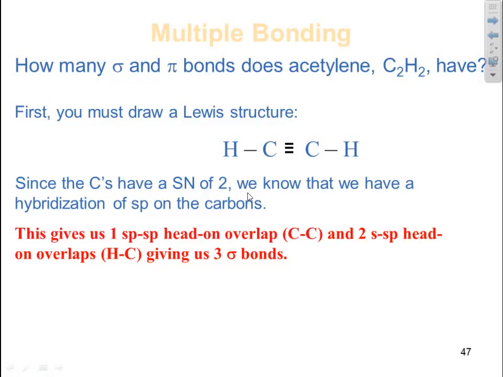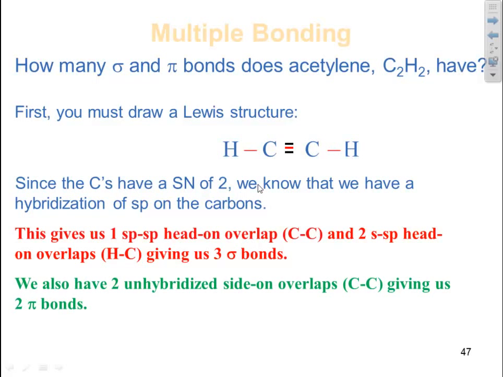This gives us 1 sp-sp head-on overlap for carbon-carbon and 2 sp head-on overlaps with hydrogen-carbon, giving us 3 sigma bonds. So you have a sigma bond between carbon and hydrogen, a sigma bond between carbon and hydrogen, and a sigma bond between the two carbons. We also have 2 unhybridized side-on overlaps between carbon and carbon, giving us 2 pi bonds. That would be the other 2 bonds. Each one of those is a pi. So, this gives us a total of 3 sigmas and 2 pi's.